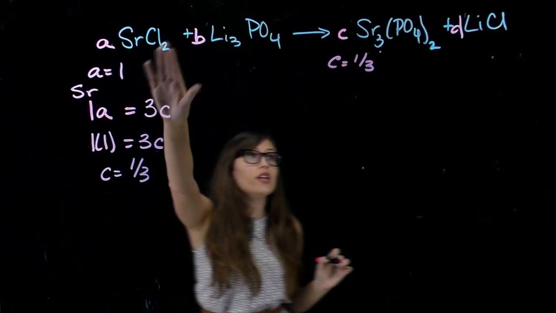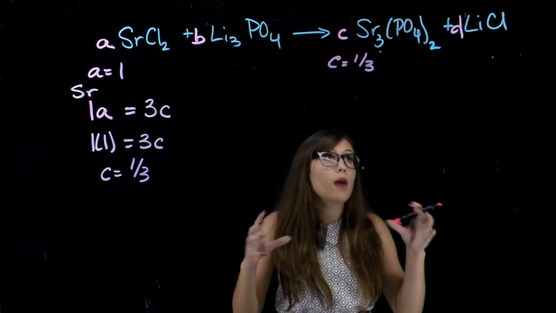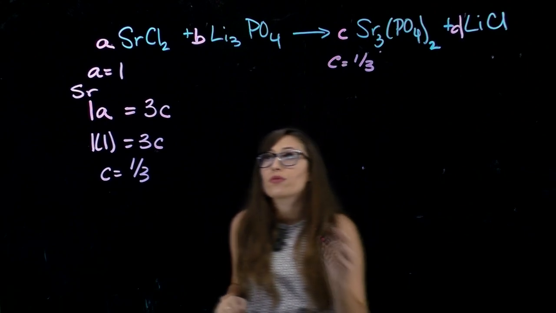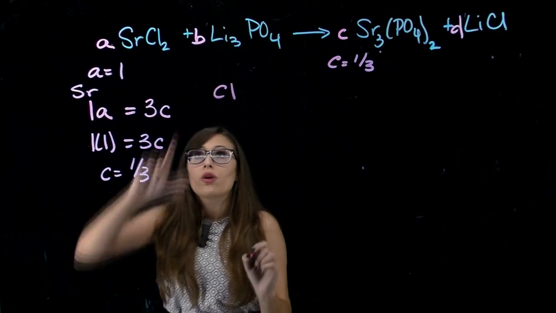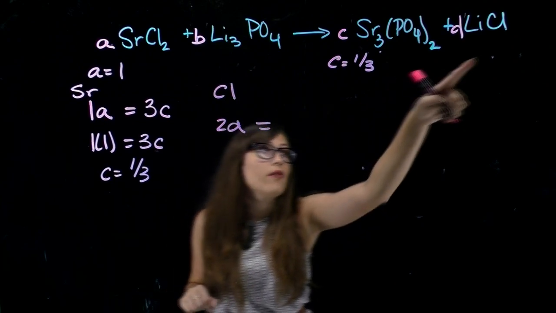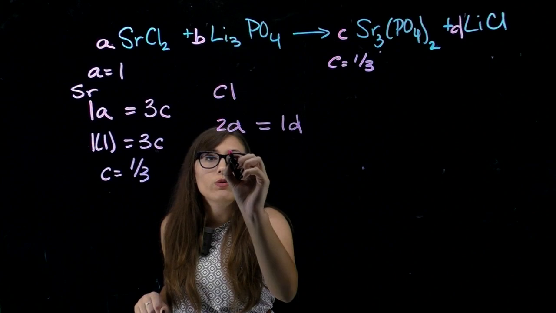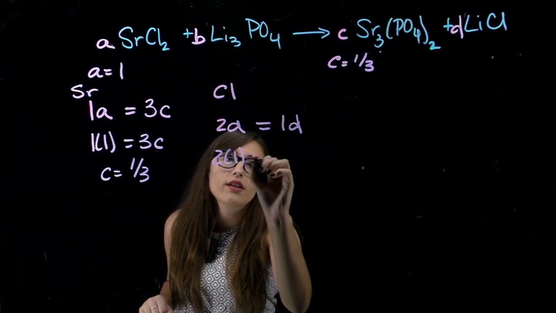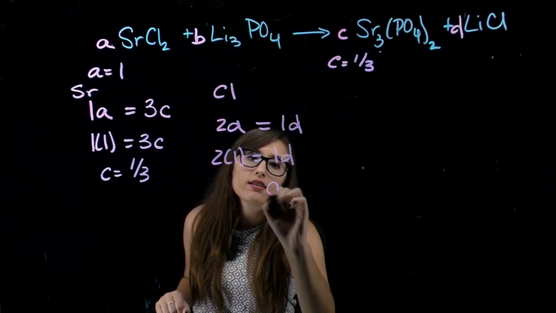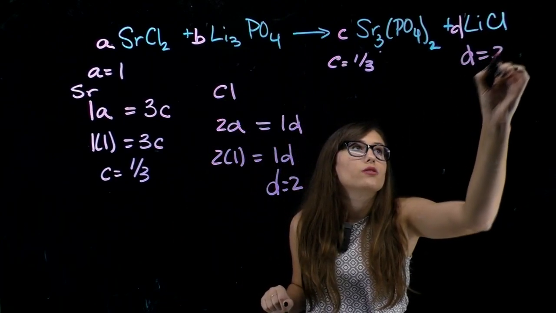Let's go ahead and do chlorine, because chlorine is also located in just one compound on each side of the arrow. So for Cl, we have 2 times A on the left, and on the right we have 1D. If we know A is equal to 1, 2 times 1 is equal to 1D. D is equal to 2.